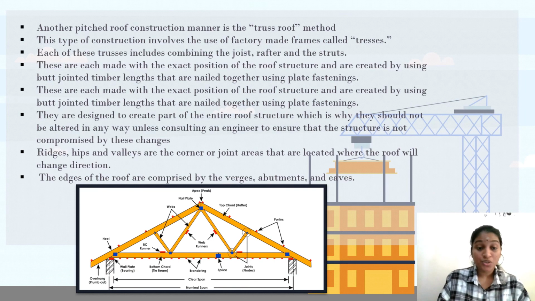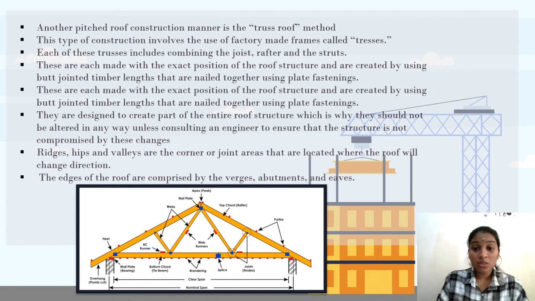Another pitched roof construction manner is the truss roof method. This type of construction involves the use of factory-made frames called trusses. Each of these trusses includes combining the joists, a rafter, and the struts. These are each made with the exact position of the roof structure and are created by using butt-jointed timber lengths that are nailed together using plate fastenings.